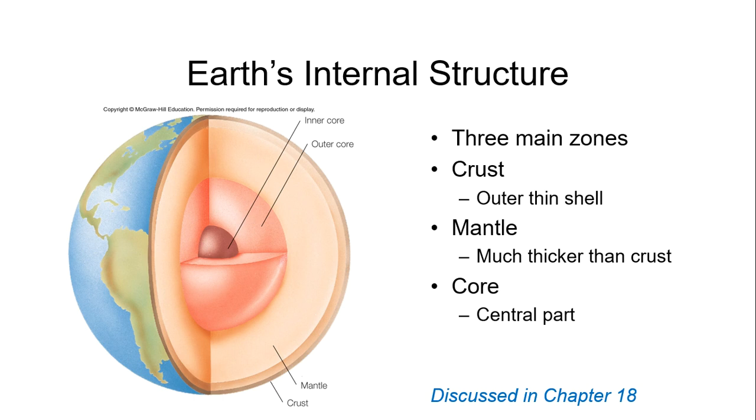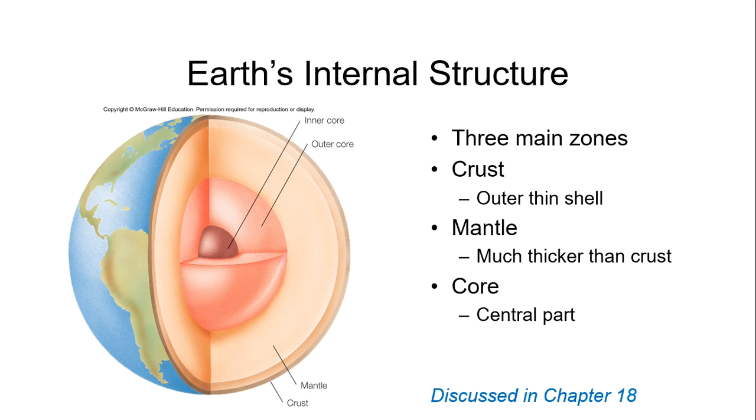Beneath the crust, we have the mantle, which is a layer of molten materials. It has been molten since the Earth was first formed and will be for many millennia. It's a layer that is much, much thicker than the crust. Inside of the mantle is the core, the very center of the Earth. The core has two layers: the inner core, which is solid, and the outer core, which is partially molten. These are the three main zones of the Earth's interior.